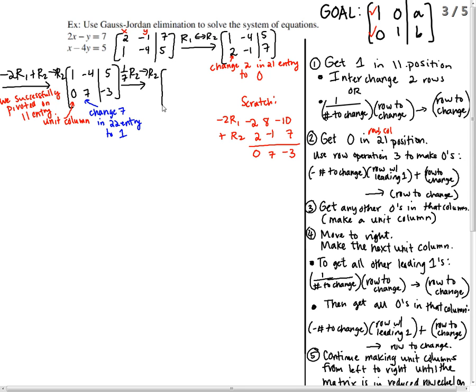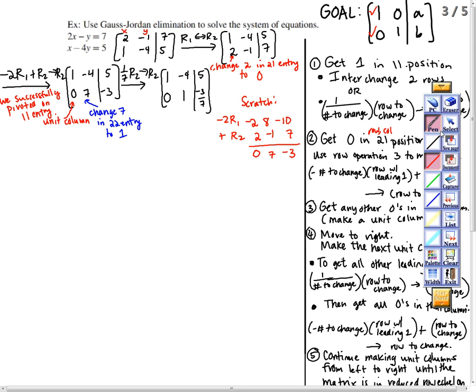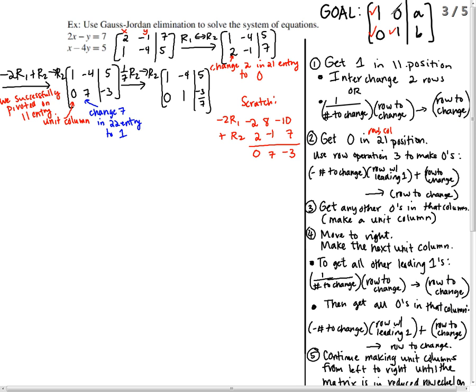I'm not changing row 1, so I rewrite it, and I divide everything by 7, or multiply by 1 over 7. So 0, 1, negative 3 over 7. Great. I got my 1 right here. Now I need to make a 0. So let me write this down. I want to change the negative 4 in the 1, 2 entry to 0. So change this guy to 0.